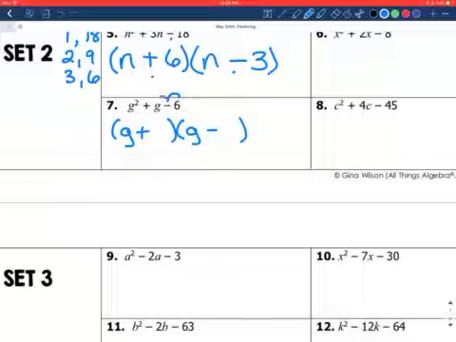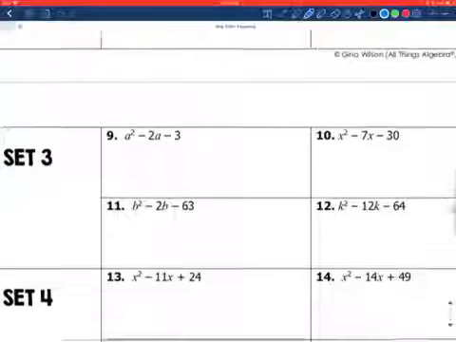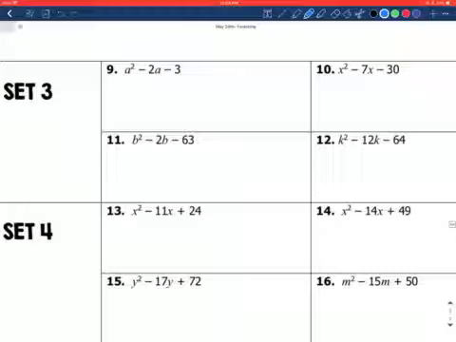So we read this as factors of 6 that will subtract to give us 1. There's a 1 in front of there. So that's 1 and 6 and 2 and 3. Obviously, 2 and 3 are the ones that will subtract to give us 1. 3 comes first because it's bigger.